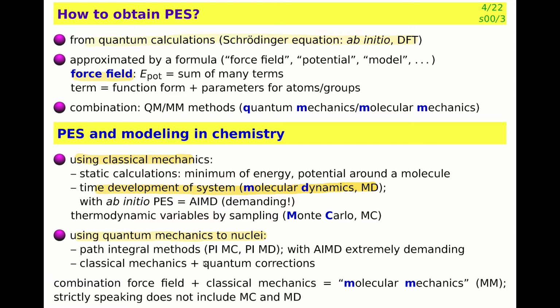Sometimes a combination of a force field and classical mechanics in this or that way is called molecular mechanics. That's why here there's an abbreviation of MM, meaning molecular mechanics. Strictly speaking, this includes just using a force field and certain calculations about it. Sometimes it means that molecular dynamics is included, and strictly speaking, it does not include simulation, just an approach using classical mechanics for molecules.